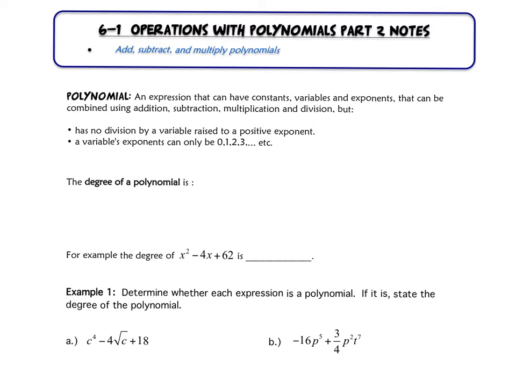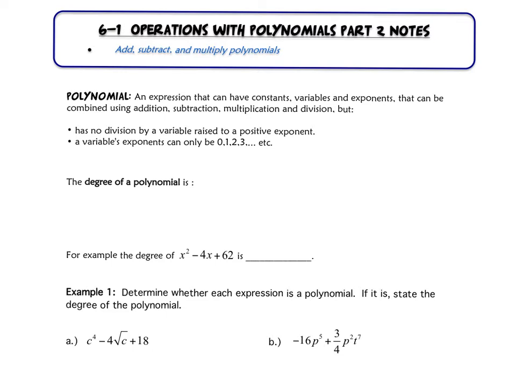Previously, we had looked at exponential expressions, using properties of exponents to simplify the expressions. Today, we're going to continue with polynomials. We're going to learn what a polynomial is, what the degree of a polynomial means, and then we'll look at some operations with polynomials. So let's start with what is a polynomial.